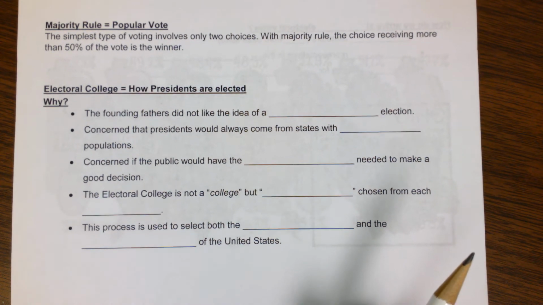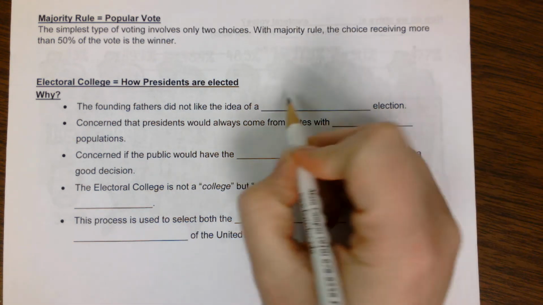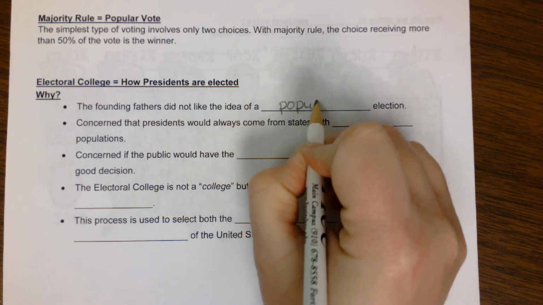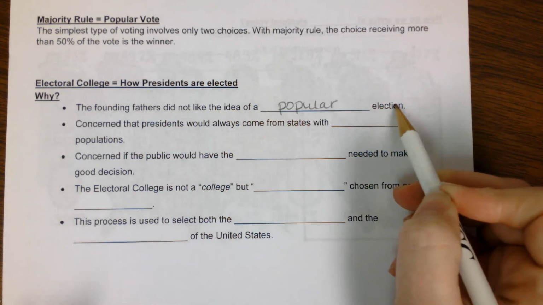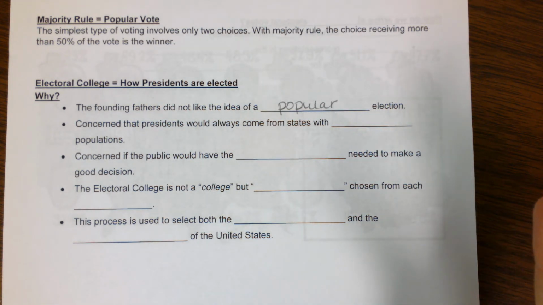Okay, so let's look at how the Electoral College works and why we do it. The Founding Fathers didn't like the idea of a popular election. This would be your majority vote, kind of like your prom king and queen. It's just a popularity contest where the most votes gets the winner.